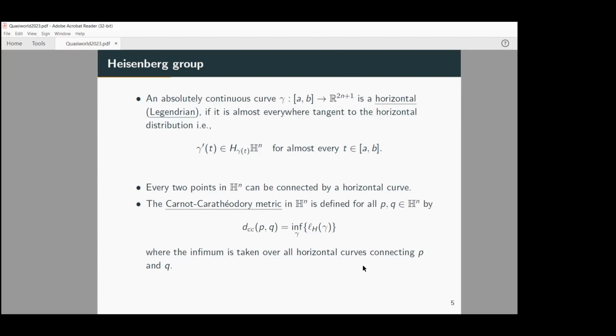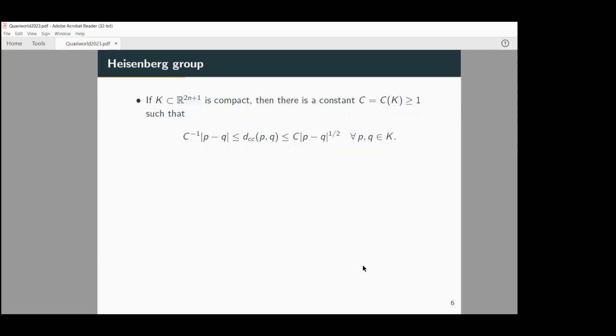And we define the Carnot-Carathéodory metric. The Carnot-Carathéodory distance between points P and Q is the infimum of lengths of horizontal curves connecting points P and Q, where the length is computed with respect to the left invariant Riemannian metric on the Lie group. How does the Carnot-Carathéodory metric compare to the Euclidean metric? On every compact set, it is greater than or equal to the Euclidean distance up to some constant, but it is less than or equal to the square root of the Euclidean distance. That means the topology induced by the Carnot-Carathéodory metric is the standard Euclidean topology, but the metric properties are different.